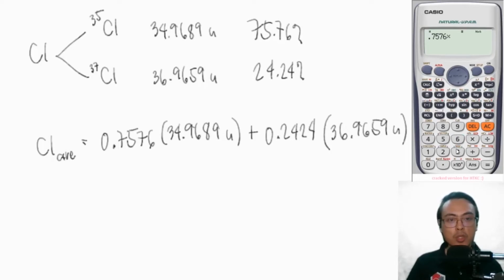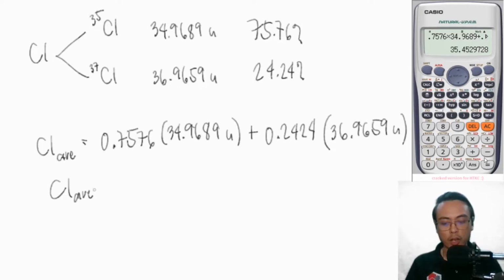So that is 0.7576 times 34.9689 plus 0.2424 times 36.9659. That is 35.45 atomic mass units. That is the average atomic weight of chlorine.